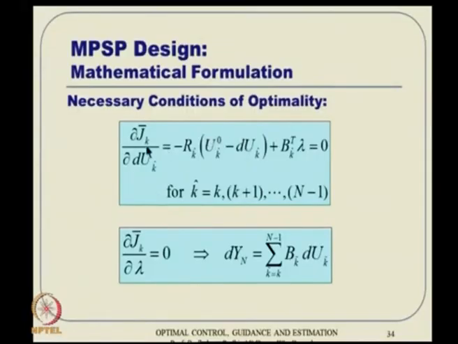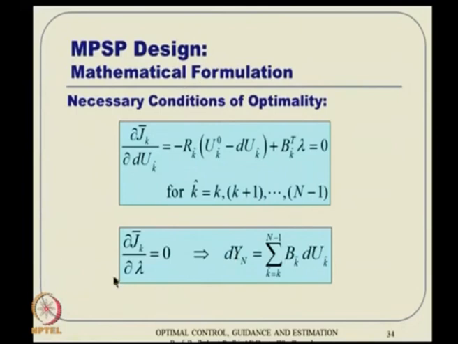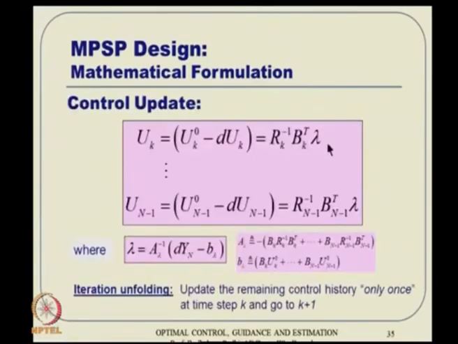Alright, so the necessary conditions of this static optimization problem: the very standard way of approaching it is to formulate an augmented cost function and then use the necessary conditions of optimality. Essentially these partial derivatives need to be 0. So solve these two equations, and then arrive at this kind of control update formula utilizing this lambda structure, and lambda can be given something like this, where A lambda and V lambda can be computed that way.